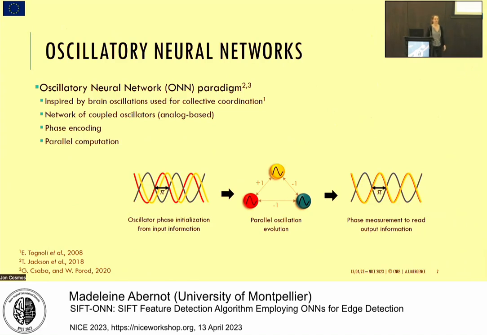First, I'm going to describe what oscillatory neural networks, or ONNs, are. Oscillatory neural networks take inspiration from the brain oscillations that are used for collective coordination. We use the same principle of collective coordination between oscillators to compute. An oscillatory neural network is a network of coupled oscillators. Each neuron is an oscillator coupled with another component that represents the weight and the synapse of your neural network. And how do we compute?